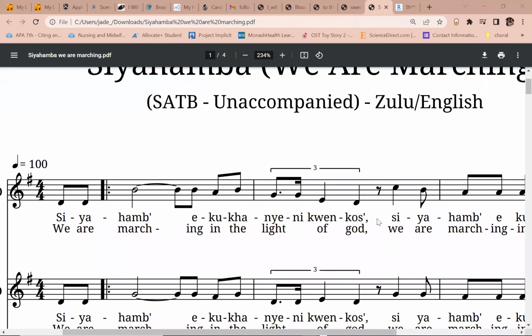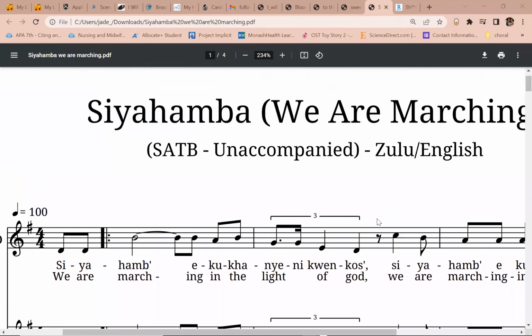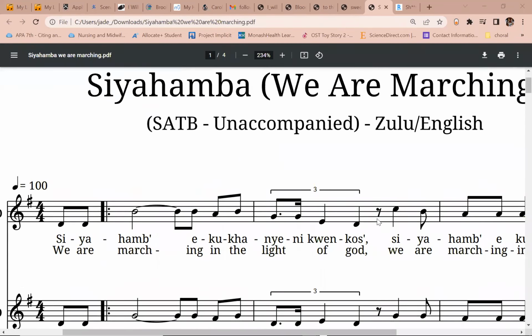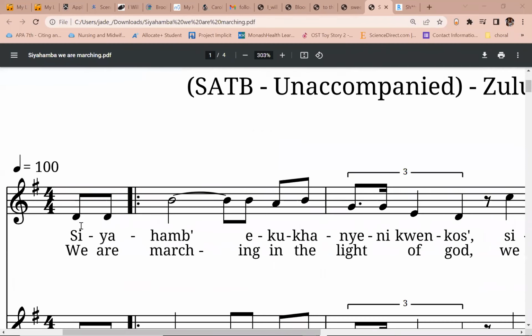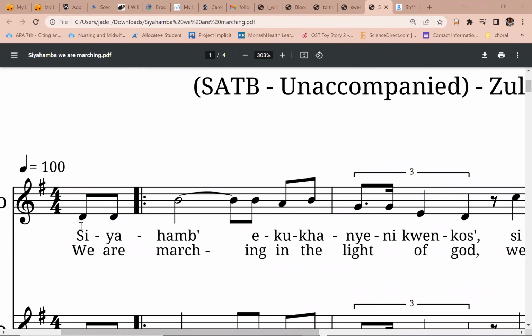I'm just going to share my screen again. This is a really nice song we're going to be doing. It's actually in Zulu and English, but we're not stressing about the lyrics. We're just trying to find the intervals, right? So basically you need to count it out. I can't draw on this, I think, because it's a PDF. So count from the bottom.